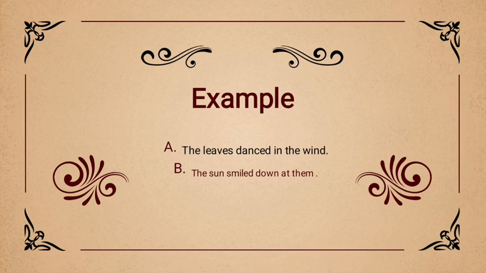Next example, the sun smiled down at them. In this example, we can see that a sun cannot smile, but the qualities of a human being are given to a non-human being, and they are acting like human beings.